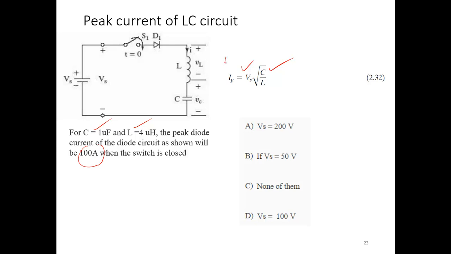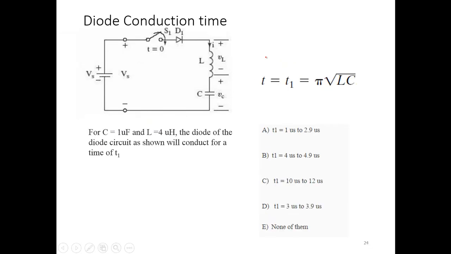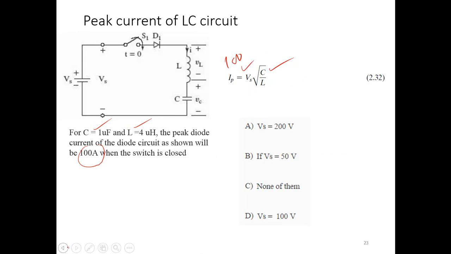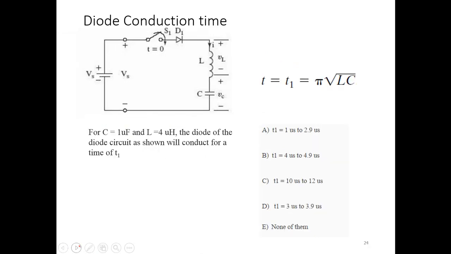If this is 100, you know the C, you know the L, you can find out how much Vs would be. Please do the calculation. Diode conduction time: how long will this diode conduct? You can find out that it'll be root of LC. The diode will conduct for pi root LC.